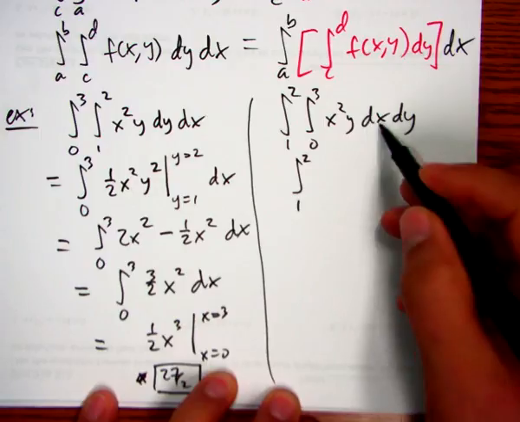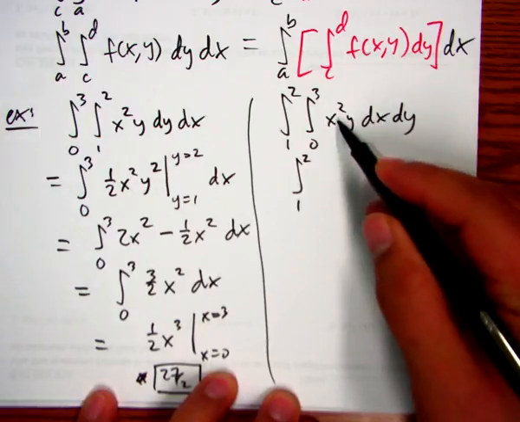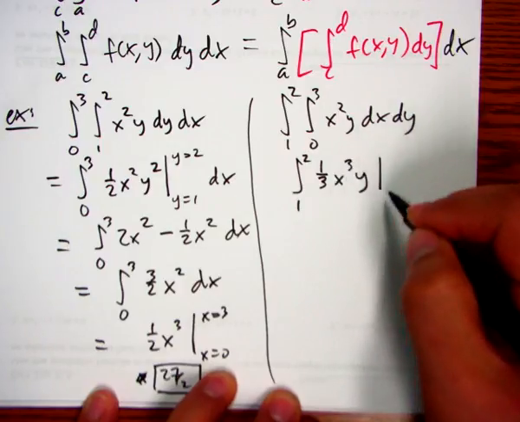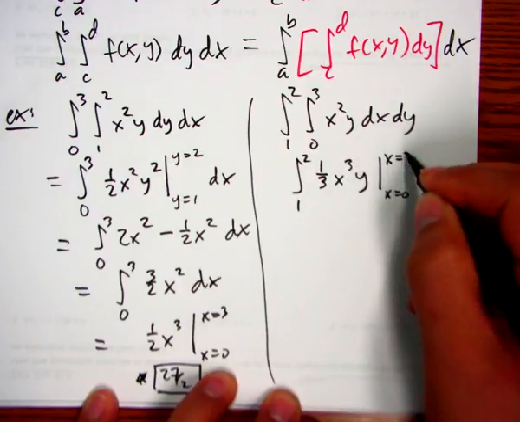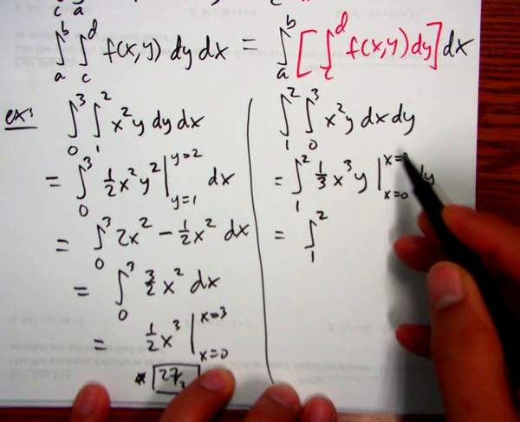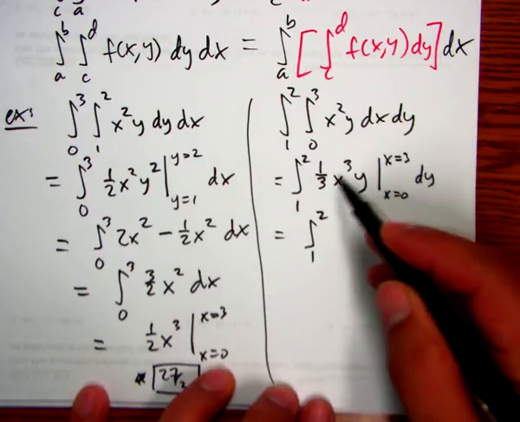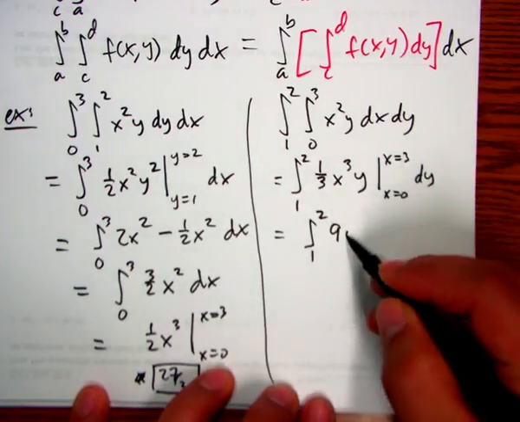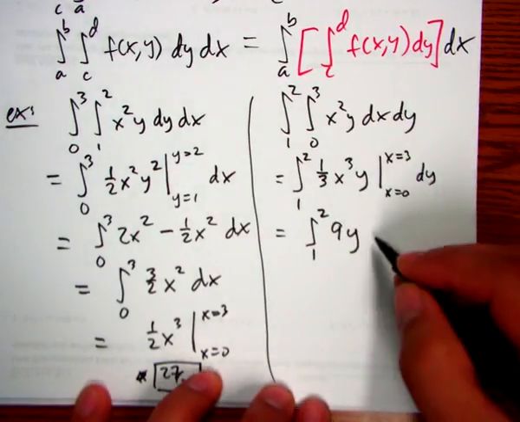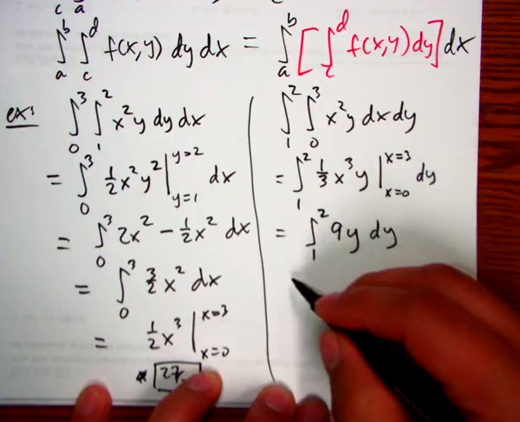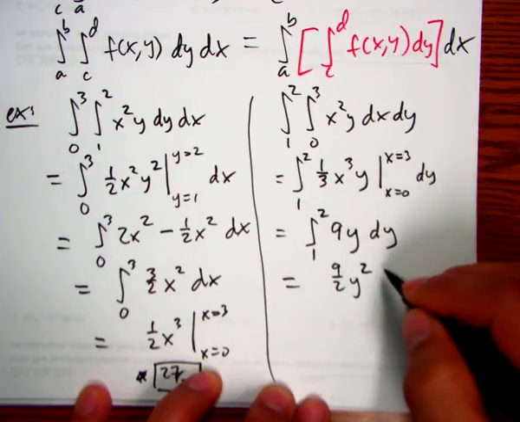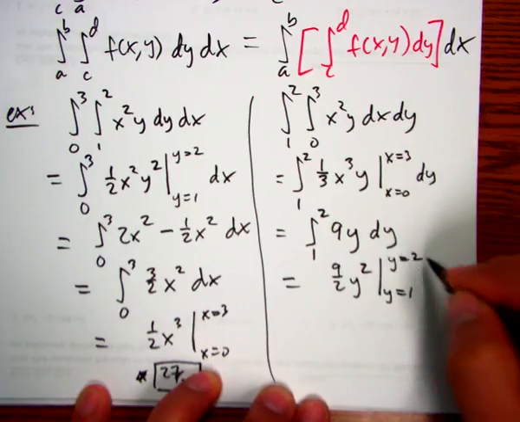If you integrate with respect to x first, x squared becomes 1/3 x cubed, right? If you plug in 3, that's going to be 27 times a third, which is 9, so 9y. Plug in 0, it's just going to stay 9y, right? And now if we integrate 9y, that'll be 9 over 2 y squared from y equals 1 to y equals 2.